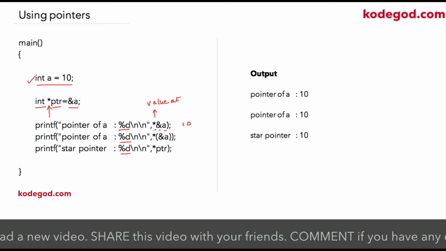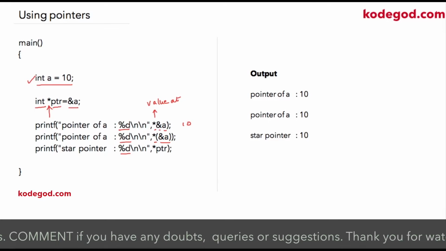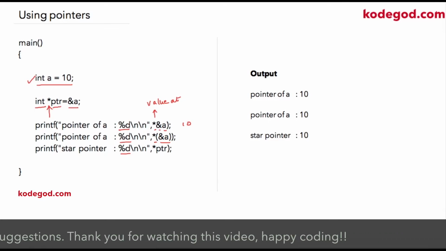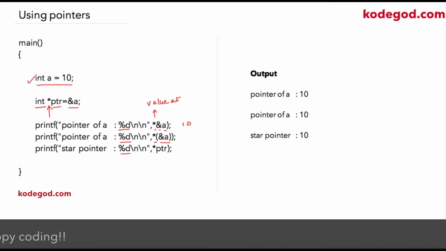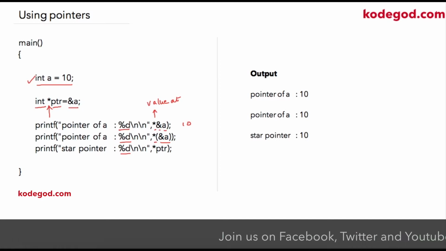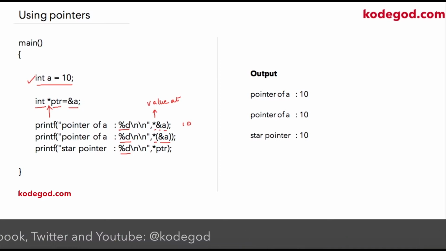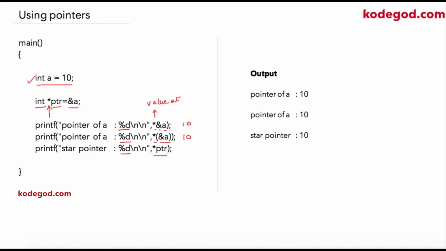Similarly, in the next line we can write star and inside parentheses address of a. So both are the same. It is just to make it more understandable that I'm writing it like this. So this will also print 10. Alternatively, here we are writing star ptr. So star again is value at, and ptr, because it stores the address of a, so this is something like this again. Okay, so this will also give me the same result, 10.